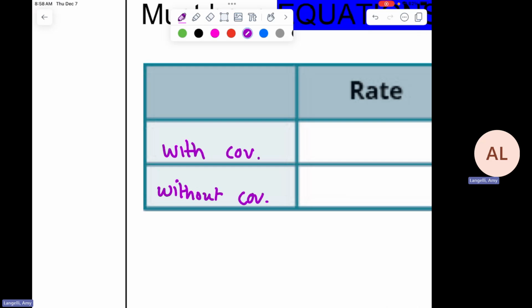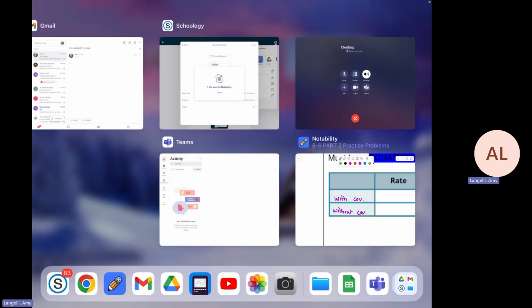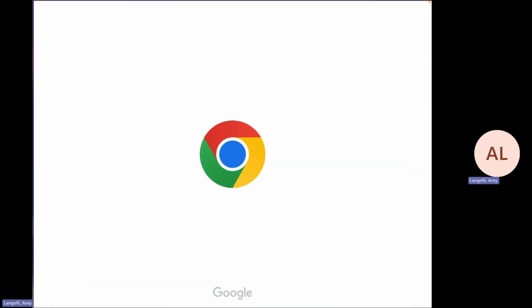I had to look this up once because I thought, what's an aerodynamic covering on a bike? It's just funny. It makes me giggle. I'm definitely going to show you.